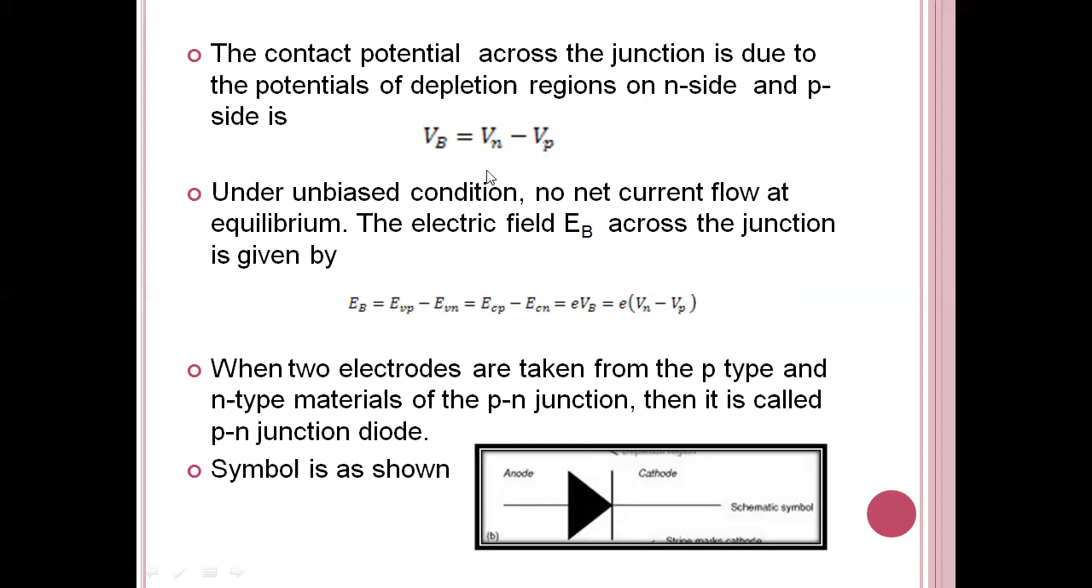So depending upon this barrier potential, you can write the barrier energy as charge times barrier potential, that is e times (VN minus VP). When two electrodes are taken from the P-type and N-type material, that forms a device called a P-N junction diode, and its circuit symbol is as shown in the figure.